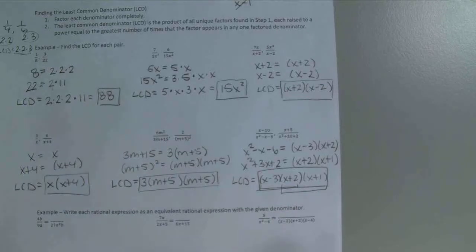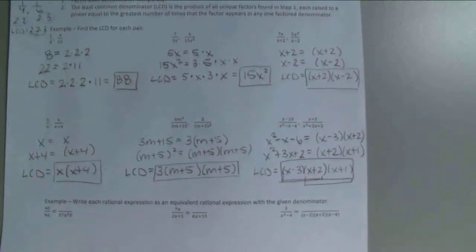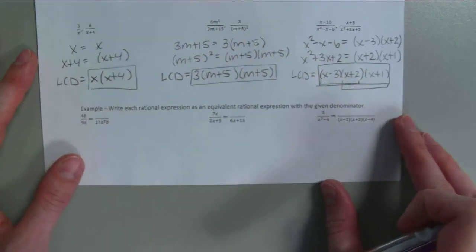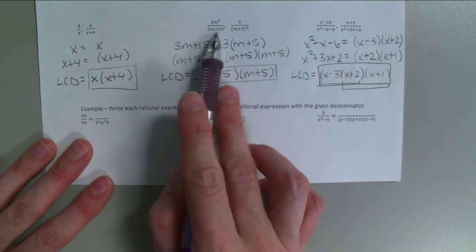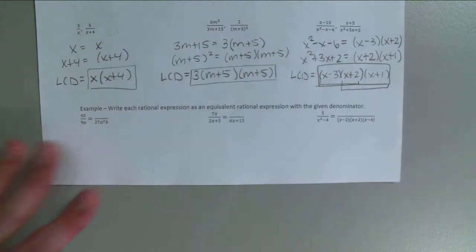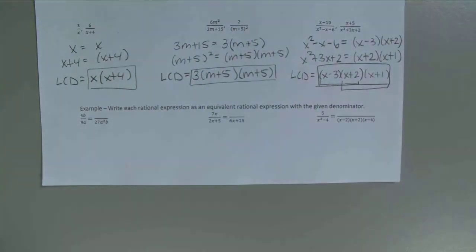So what's the last little section here? What we have to realize is we're going to start changing all these rational expressions to new fractions with new denominators. But if we change the denominator, we have to make sure we change the top. What do I mean by that?